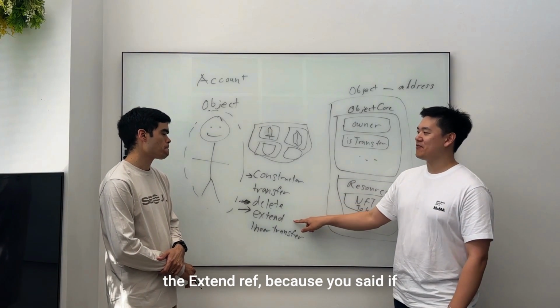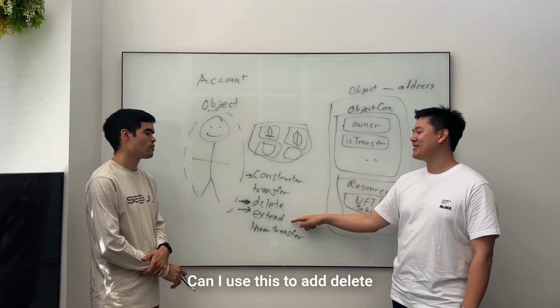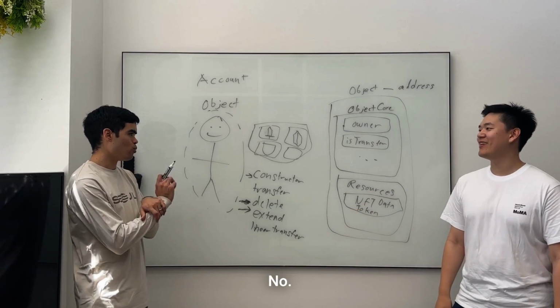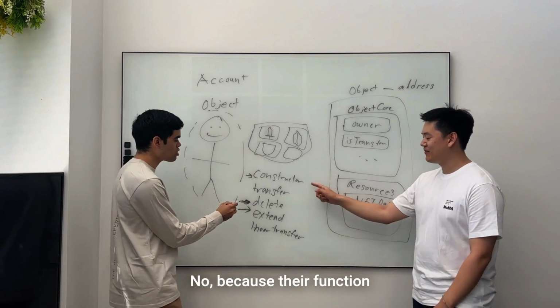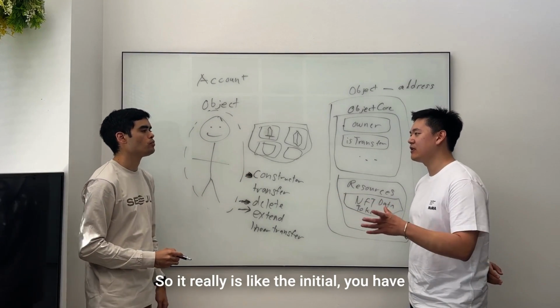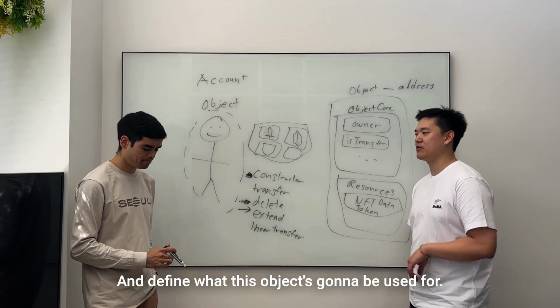If I have the extend ref, because you said if I have this, I can modify the object. Can I use this to add a delete ref or transfer ref later on? No, because that function only uses the constructor ref. Got it. So you have to do it at the initialization stage and define what this object is going to be used for.